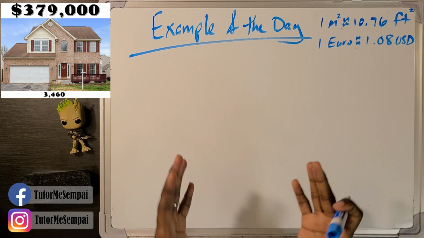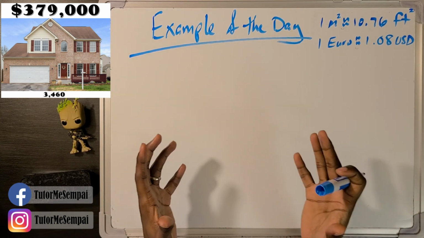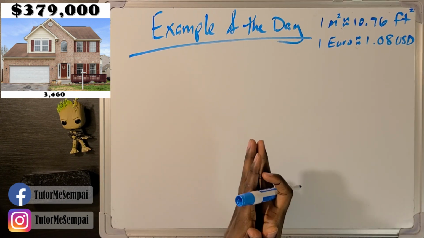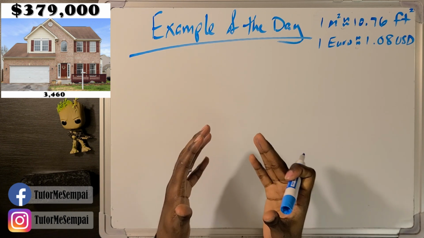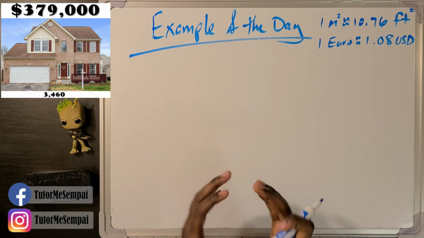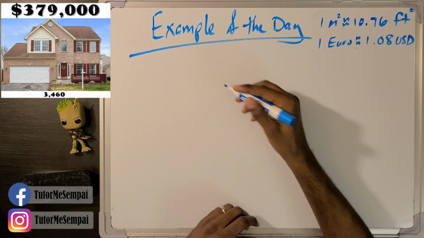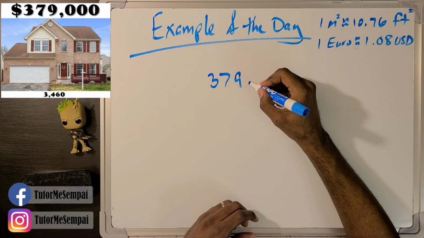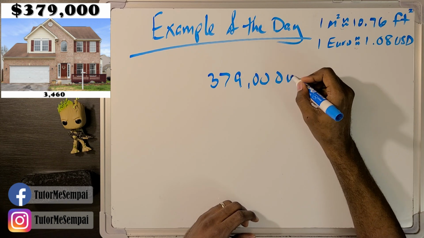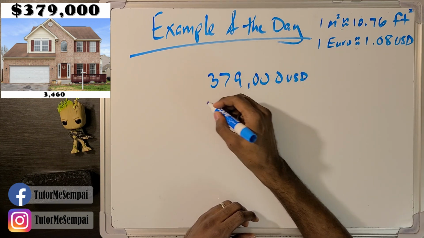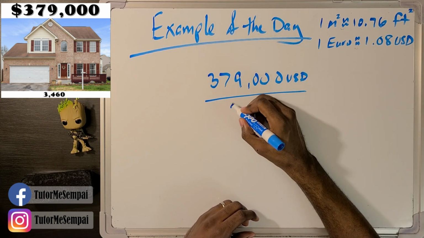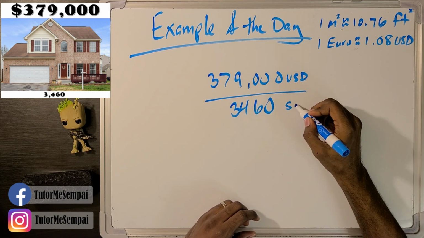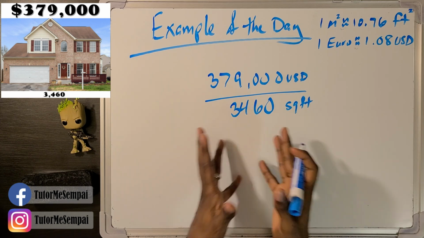So for this example, we're going to go with the most basic of the rates. We're not going to try to simplify into the unit rate form. We're going to just go with the home value over the total square footage to show you what I mean. So our dream house was $379,000, right? USD, I'm going to put USD there, US dollars, over 3,460 square feet. So that's right there in the middle.